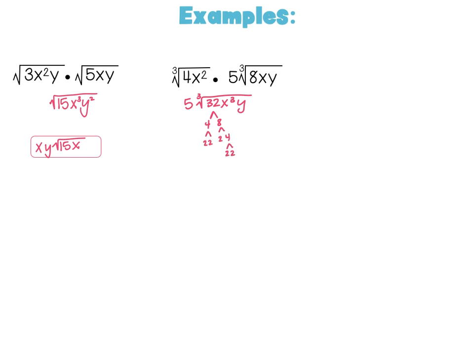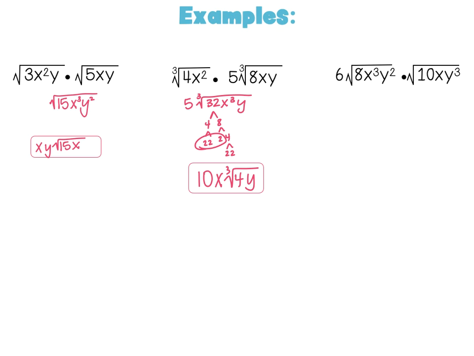And we need 3 of the same number. So I have 3 2s, and I do have a 5 in front, can't forget that. 2 times 5 is 10, with 4 left underneath, because there are still 2 2s hanging there, and 2 times 2 is 4. Now, dealing with the variables, I can make one group of 3 with my 3 x's, and I cannot do anything with the y. That is my final answer.